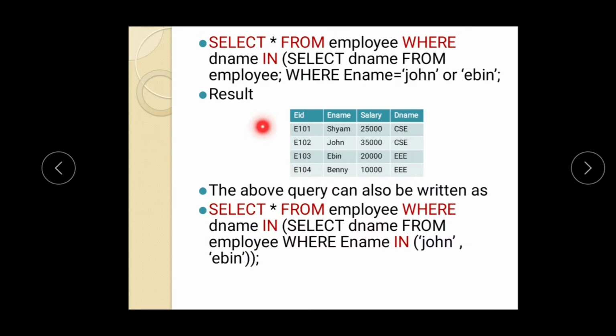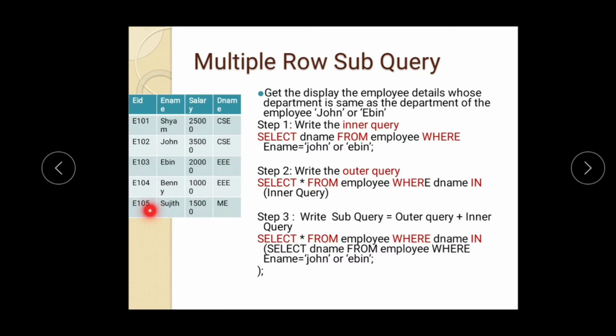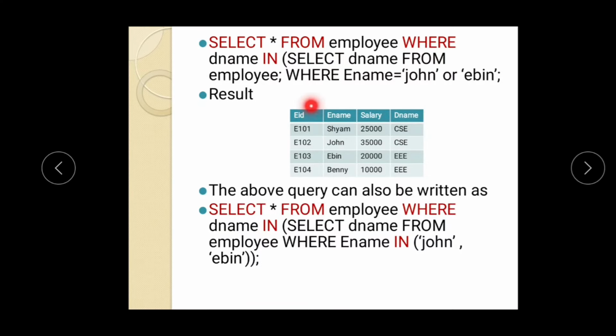As I said, the first four rows, the first four tuples, will be displayed, except the last one, Sujit, who is in the mechanical department. That will not be there. So this is our result. Now another thing is that this same query can also be written like this.